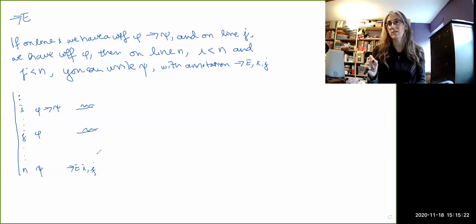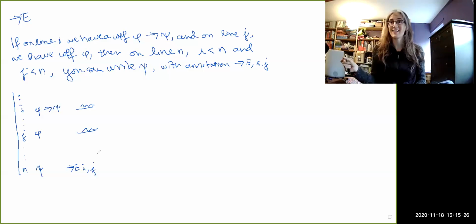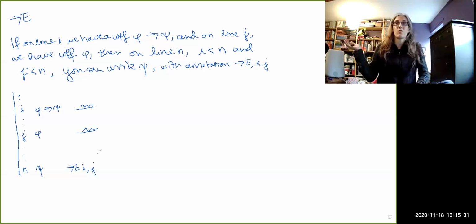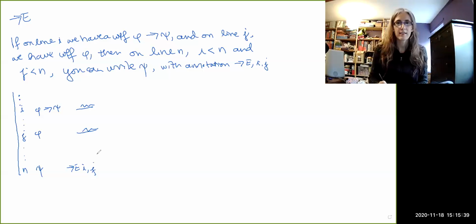Make sure you pay attention to these things, because if you get to a point where you're like, I need to cite 2 lines for conditional elimination, but I've only got 1, what do I do? The answer is, well, not conditional elimination, because you don't have what you need in order to apply it. So let's see if I can actually write the conditional introduction rule and have some space.